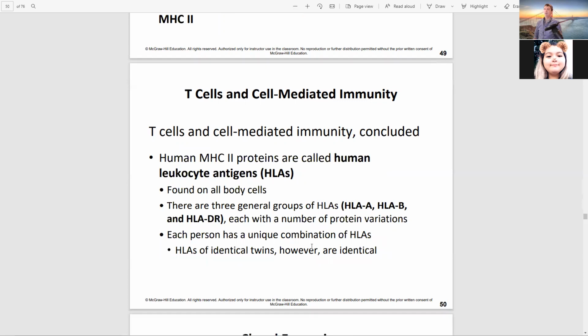Human MHC2 proteins are called human leukocyte antigens. They're found in all body cells, and there are 3 general groups of HLAs. There's HLA-A, B, and DR, each with a number of protein variations. Each person has a unique combination of HLAs. However, HLAs in identical twins are exactly the same.